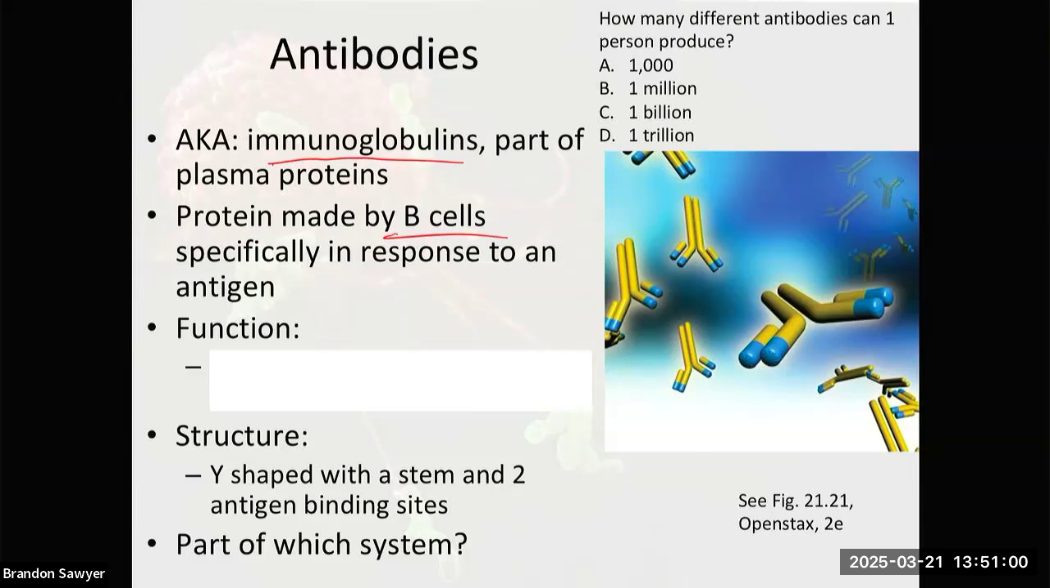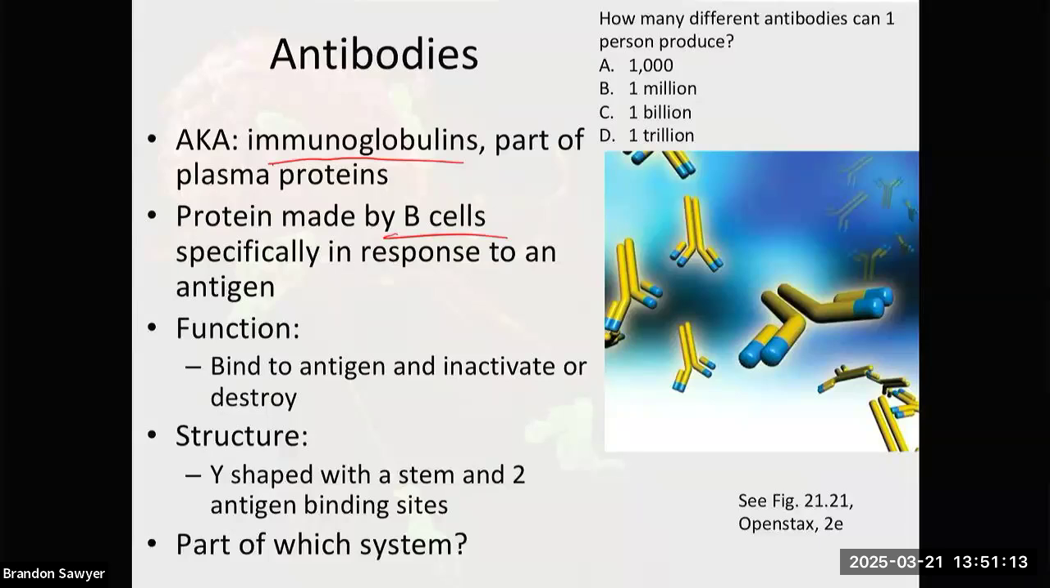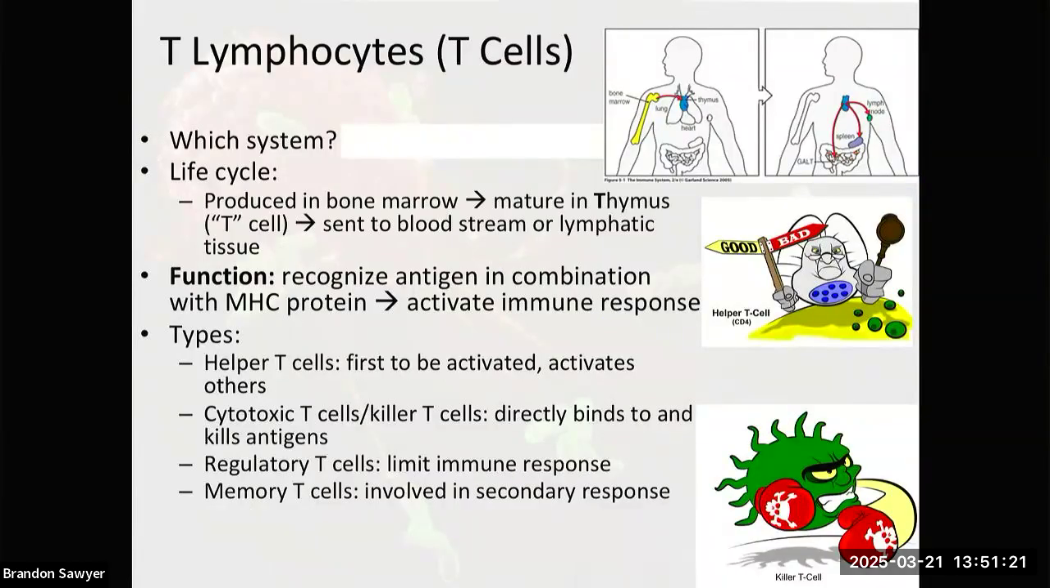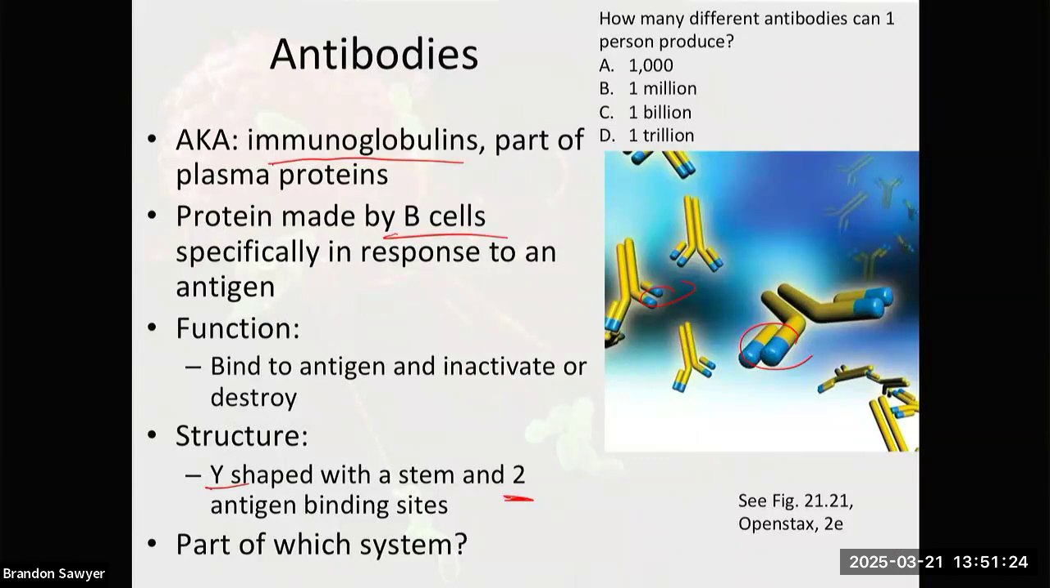The function of them is to bind to an antigen and then either inactivate it so that cell or that chemical can't then interact with anything else, or they can destroy it. They're usually some kind of a Y shape with two separate antigen binding sites. These are always a part of the adaptive system.